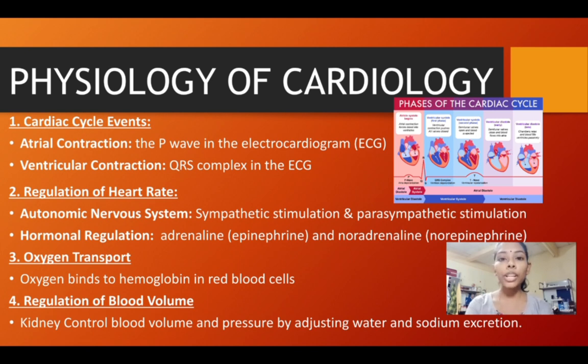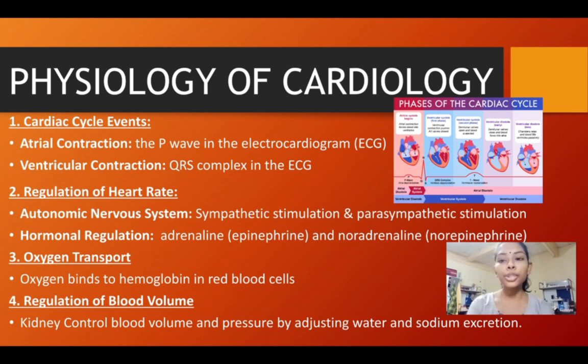Secondly, we have the regulation of heart rate. Heart rate is the number of heartbeats per minute. It is regulated by the autonomic nervous system and influenced by factors such as hormones, temperature, and exercise. Normal sinus rhythm refers to the typical pattern of electrical impulses originating from the SA node.